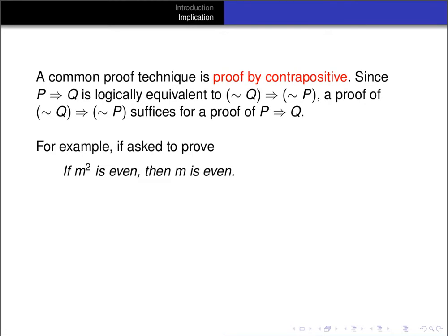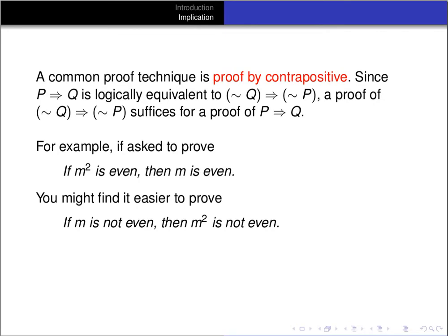So for example, if you're asked to prove if m squared is even, then m is even, then you might consider proving the contrapositive: if m is not even, then m squared is not even. It might be, and indeed in this case it is, easier to prove the contrapositive than to prove the original statement. And so you might as well do that.